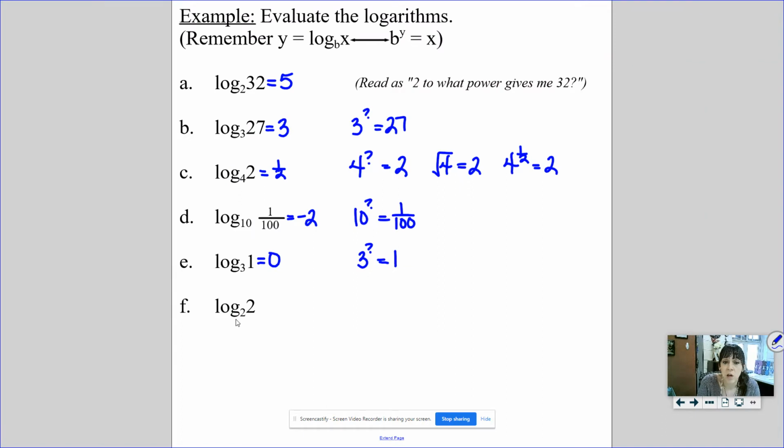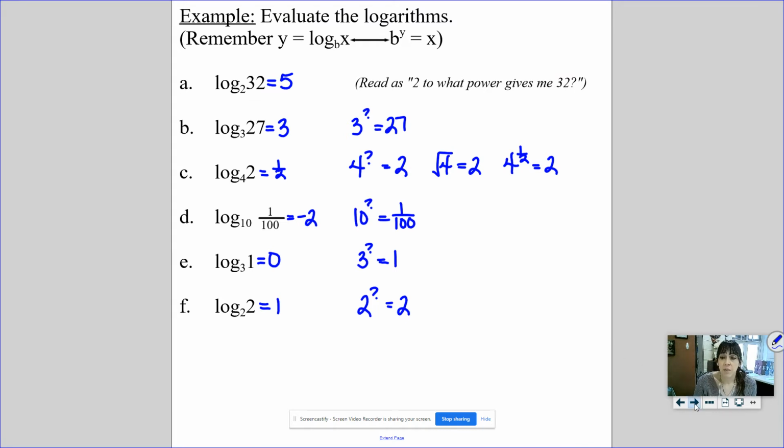Last one. Log base 2 of 2 means 2 to what power equals 2? Well, 2 to the 1st power would work, wouldn't it? Okay, see why I wanted you to practice exponent rules so much last week? That's because I knew this was coming, okay?